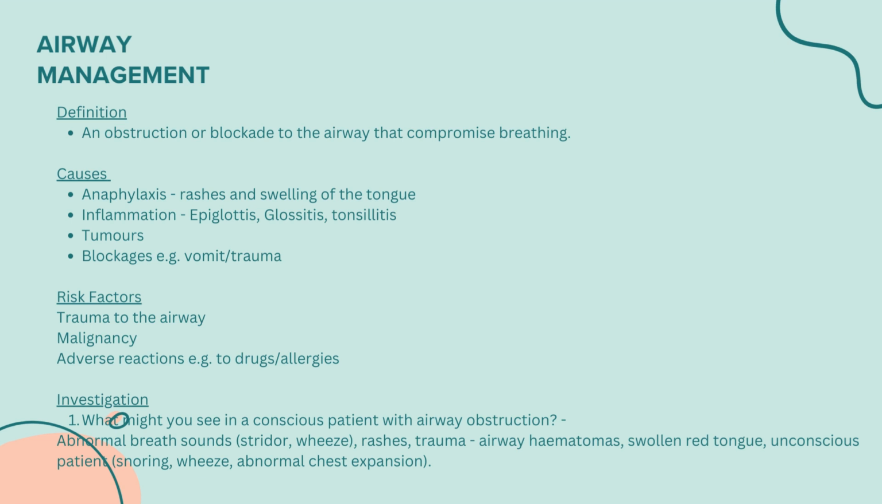Firstly, we would assess the patient. We're looking out for signs of cyanosis, so the patient being very blue, abnormal breath sounds such as stridor and wheeze, signs of rashes, and signs of inflammation such as a swollen red tongue or epiglottitis. If the patient is unconscious, we can also listen for sounds such as snoring and abnormal chest expansion. That's a change in the depth and the coordination of the chest expansion.